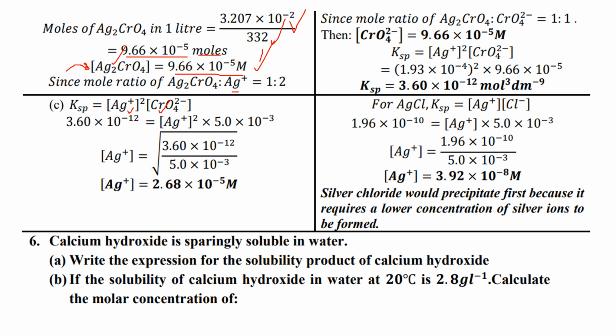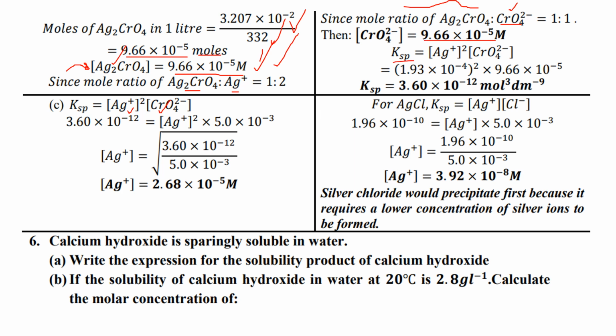And if you do that, you're going to get the answer that you got in the previous slide, though I didn't explain that, it was above here. So also here, we consider that since the mole ratio of silver chromate to chromate ions is 1:1, they have the same concentration. Chromate ions have the same concentration as the silver chromate concentration, which is going to remain as 9.66 × 10^-5.